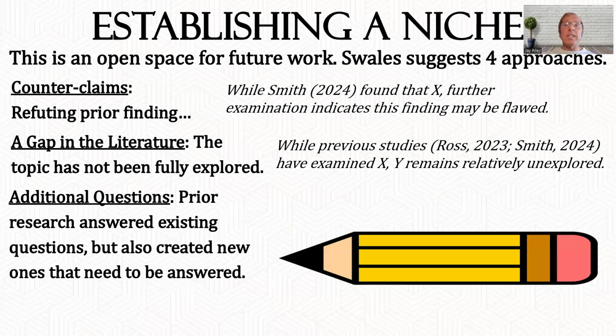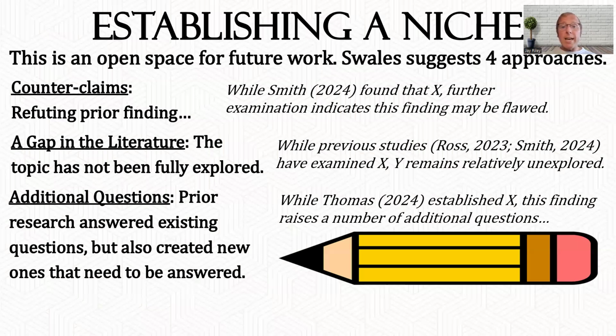We might answer additional questions that have been posed by prior research. And this is very often something that we could find in another academic's future directions for research. Thomas established X. This finding raises a number of additional questions. This is another approach you may choose to take as a doctoral student. And again, that's going to depend on your university and your advisor.